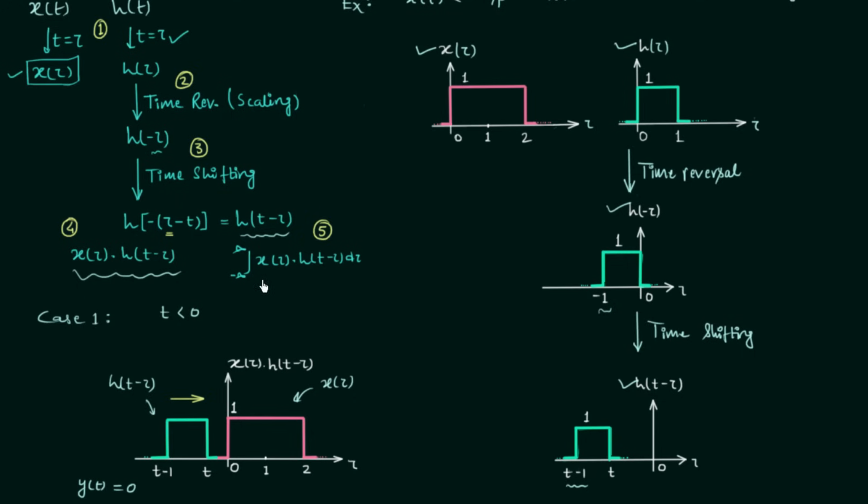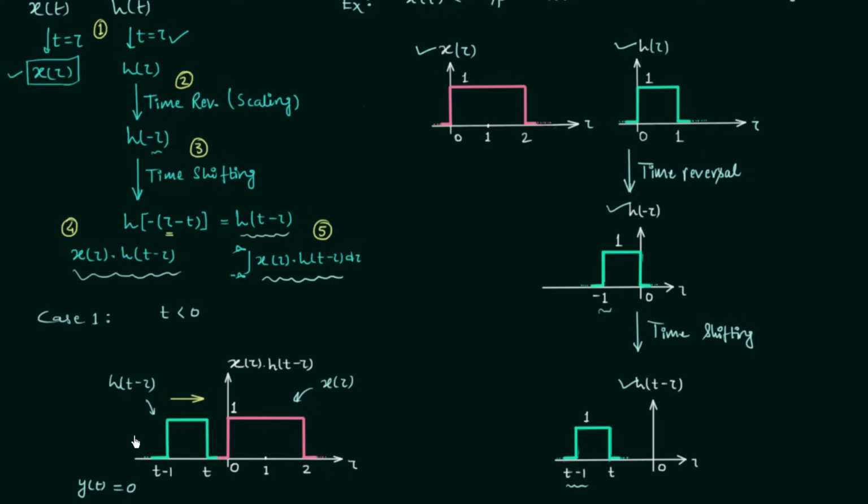We are integrating x(tau) multiplied by h(t minus tau). When you multiply x(tau) by h(t minus tau), you will get 0, because h(t minus tau) is equal to 1 from t minus 1 to t, but in this time interval, signal x(tau) is equal to 0, so the multiplication is also equal to 0. And x(tau) is non-zero from 0 to 2, it is equal to 1, but in this time interval, h(t minus tau) is equal to 0, so again the multiplication is equal to 0, and elsewhere both these signals are equal to 0, so the multiplication is again equal to 0.